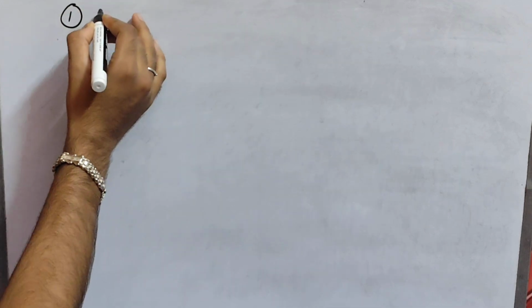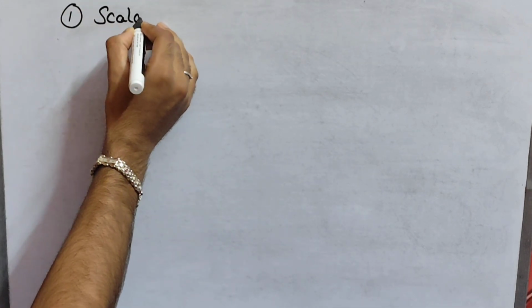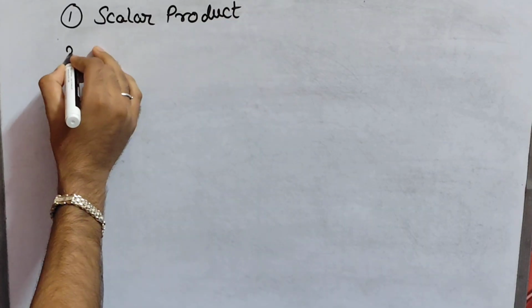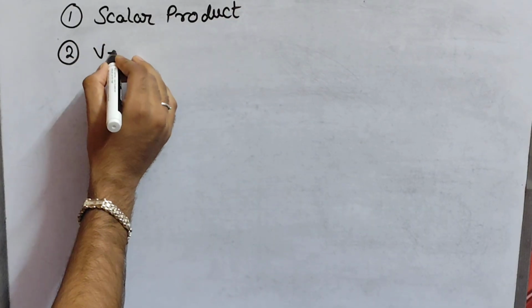So our today's topic is vector product or cross product. In the lecture on scalar product, I have told you that there are two types of products or multiplication in vectors. One is scalar product and another is vector product.